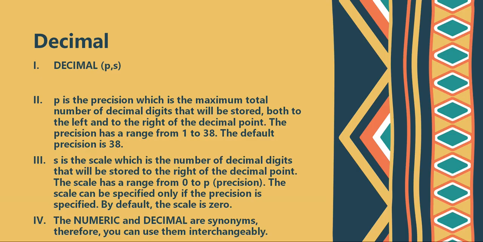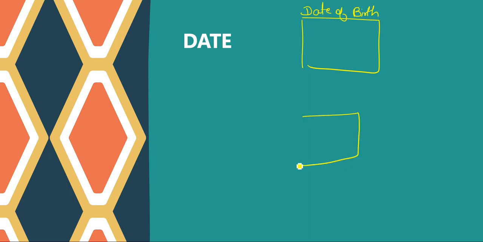So we can use both of them. Okay, now date. Let's say I want to store students' DOB. DOB means date of birth. Or let's say I have an employee table. In this employee table, I want to store the employee joining date. Date of joining, DOJ.